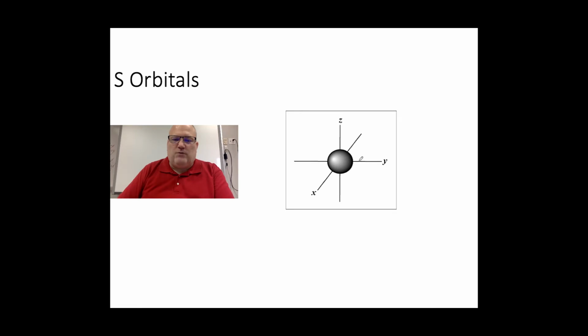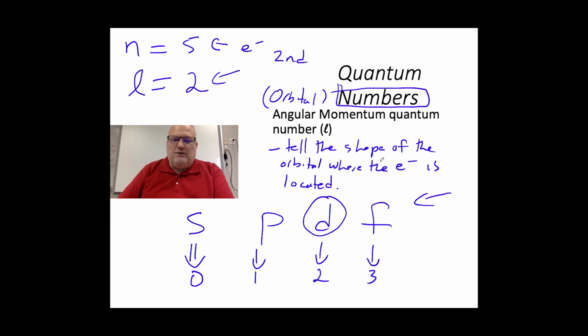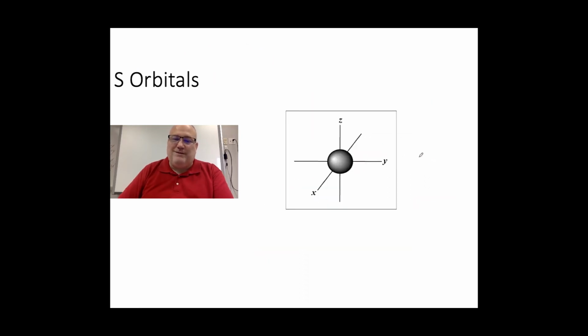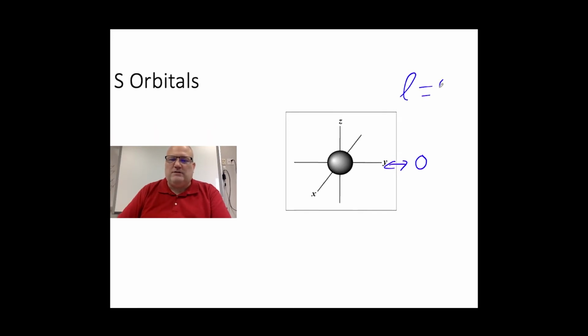This S-shaped orbital looks like a sphere. And I always wondered why they started with 0 instead of starting with 1, because I would have numbered them 1, 2, 3, 4. The closest I can tell is that they probably started with S as a 0 simply because maybe this looks kind of like a 0. I don't know. But S orbitals have a sphere shape, and they have the second quantum number, L equals 0.